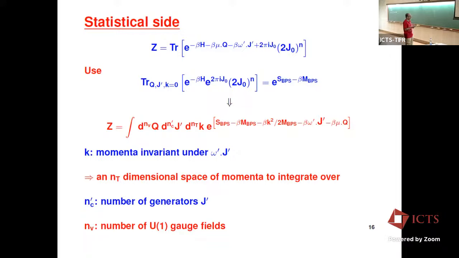So you have the integral over the charges, the j prime and k, weighted by this factor over here. So e to the S_BPS minus beta M_BPS comes from here. This beta k squared over 2 M_BPS comes because you have H here, and in Z, of course, you are tracing over non-zero k as well. So there is a kinetic term that is kept here. And then these terms are just because you have explicit insertions of these factors over here, minus beta mu dot q and minus beta omega prime j prime.